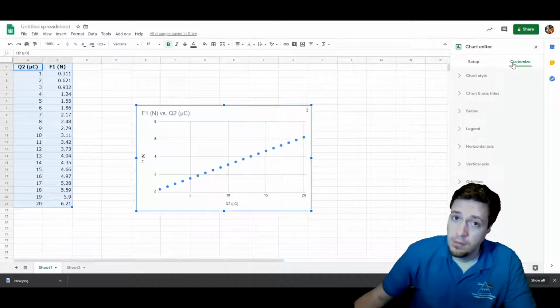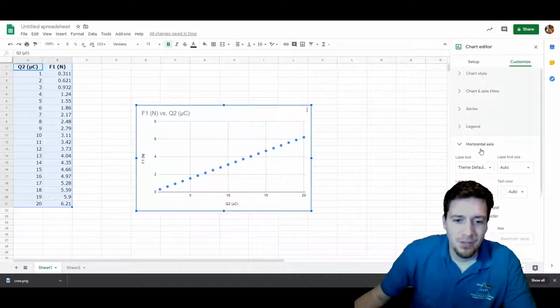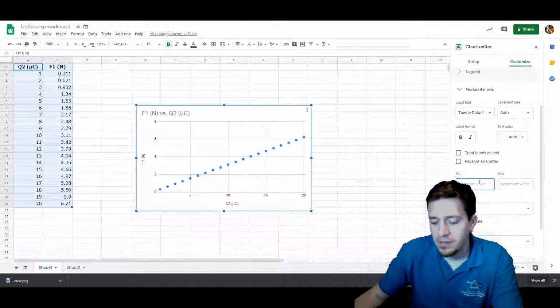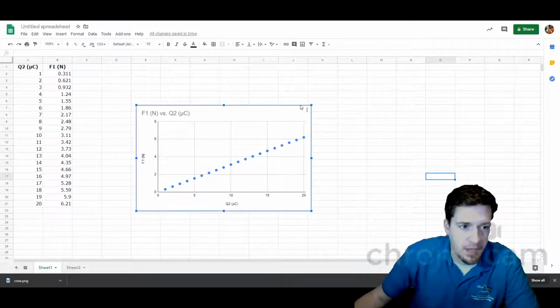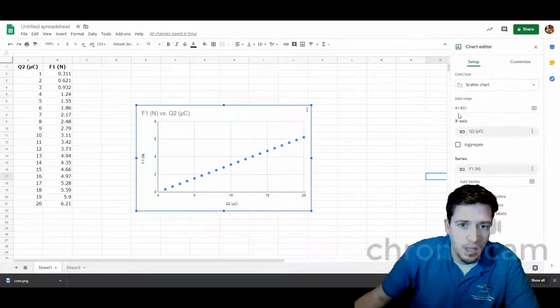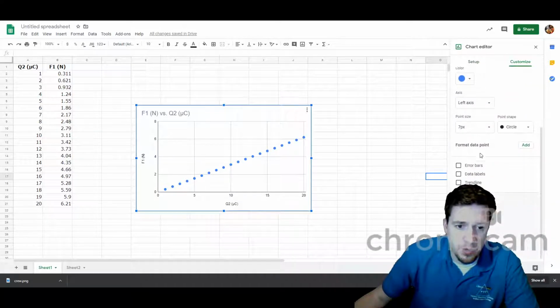Now I'm really unhappy with this graph. Why? That's right, we don't have a vertical axis right now. So we're going to horizontal axis, we're going to hit minimum at 0, and now I got my graph. Let's head back in here to customize, and I want to add a trend line on this.